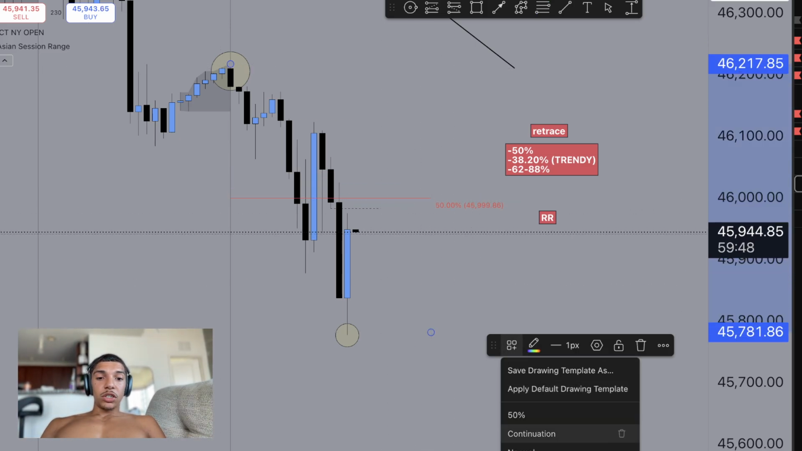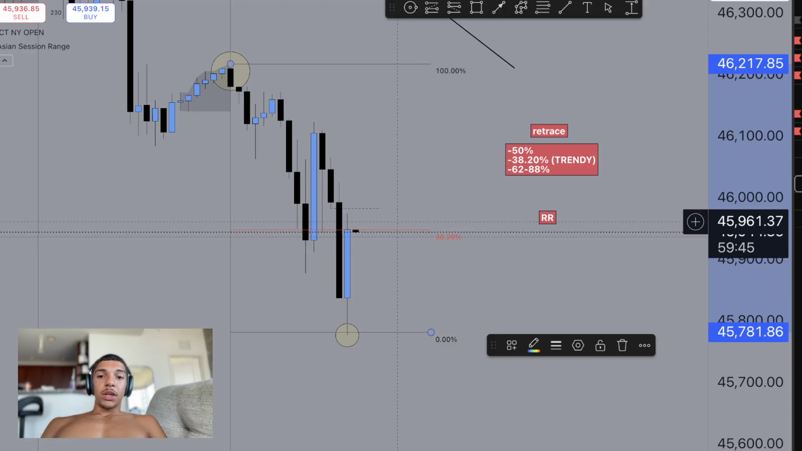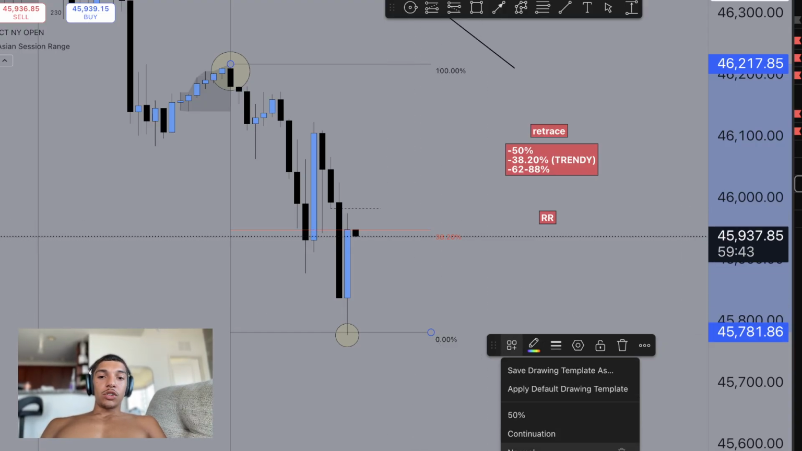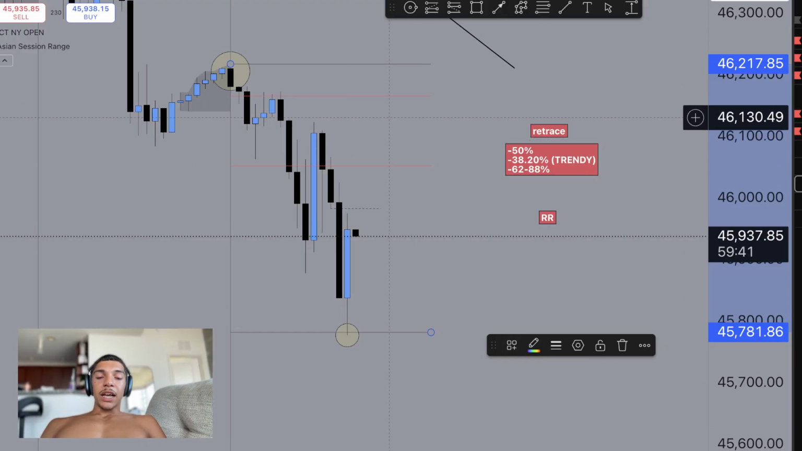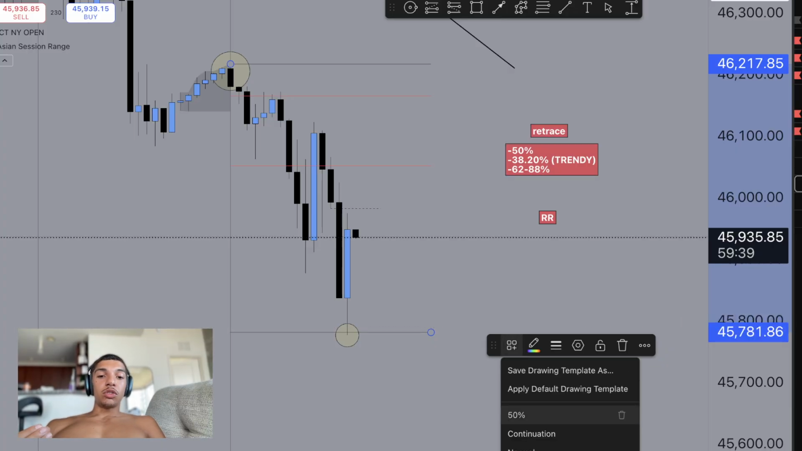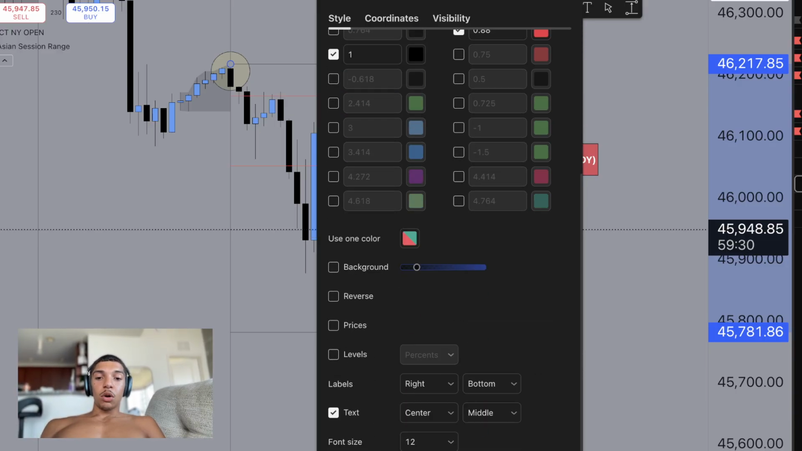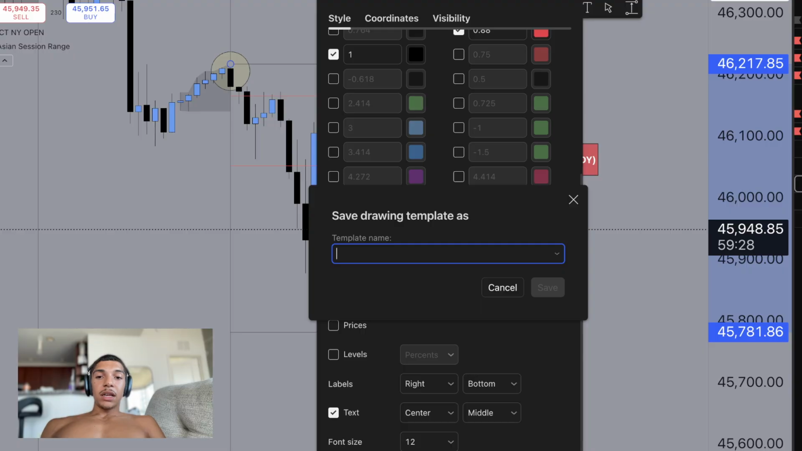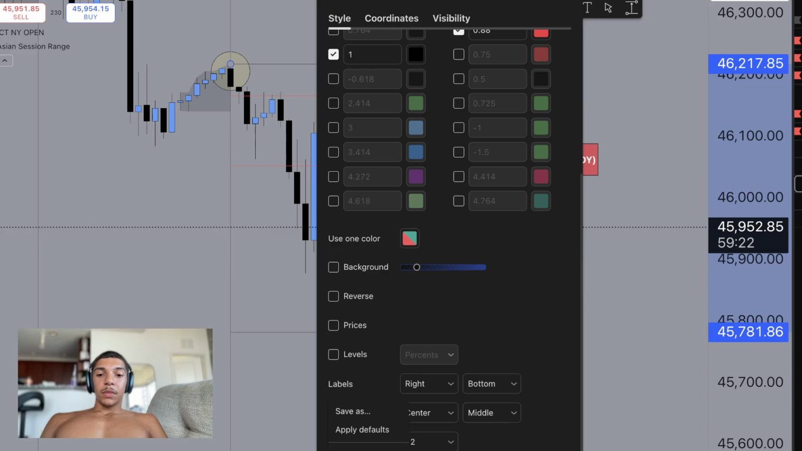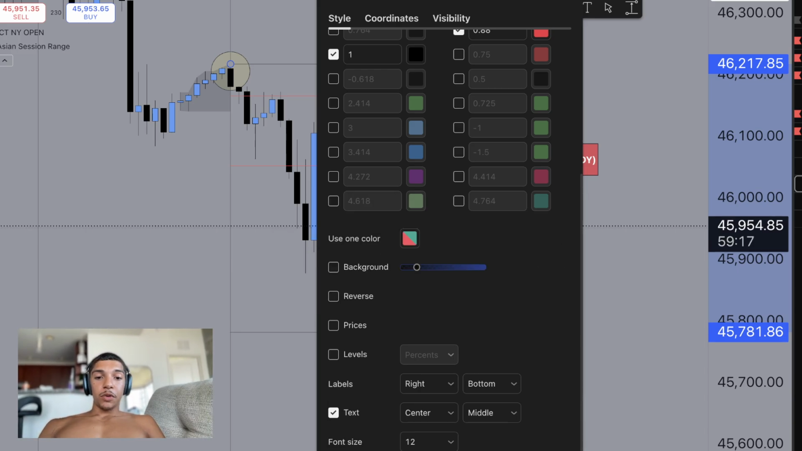If I wanted to change it to the continuation, I could change it to the continuation level. If I wanted to change it to my normal 62 to 88%, I could change it, and it makes it very easy. How do you do this? You just put the level in. For example, if you want to save this level, put it in just like this, 62, 88, check them, go all the way to template, save as, and then save it as whatever you want. For example, I put test, save, and then it'll be saved under whatever you want. You can click it just like the rest. So that's a little tip for you guys for your game.